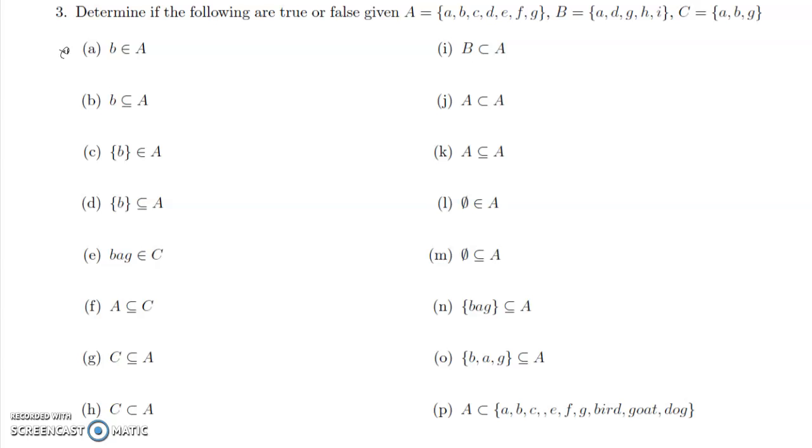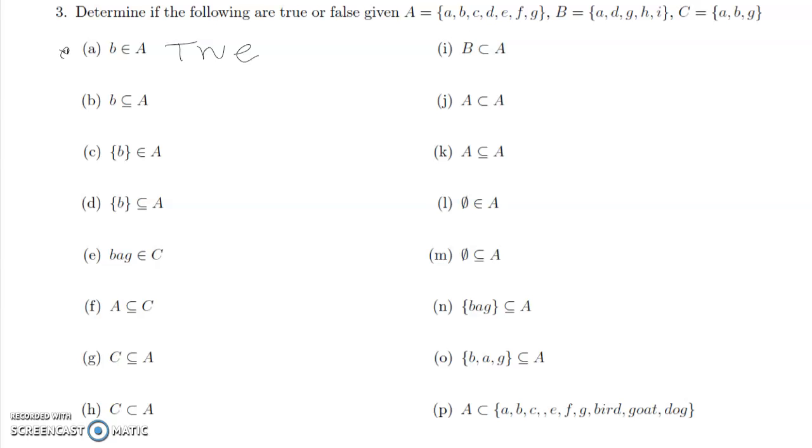Now most of this question is remembering our symbols. So this one is B is an element of A. And if we look at the list of elements of A, we see that B is indeed one of them. So this would be a true statement.